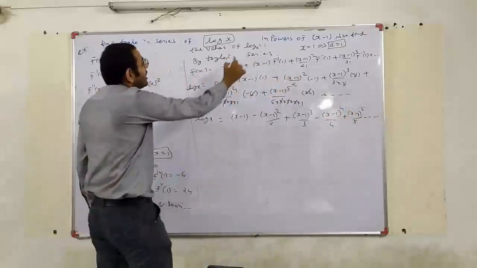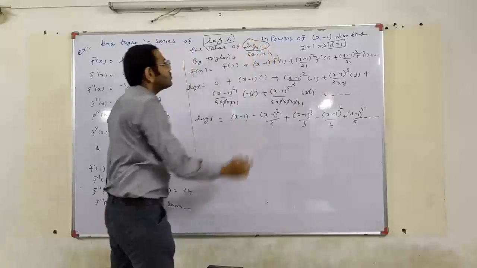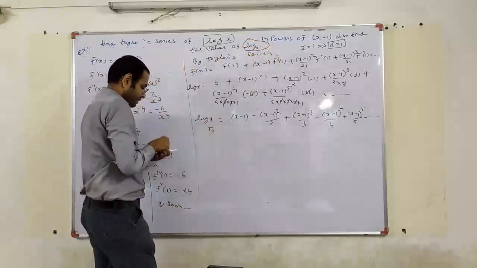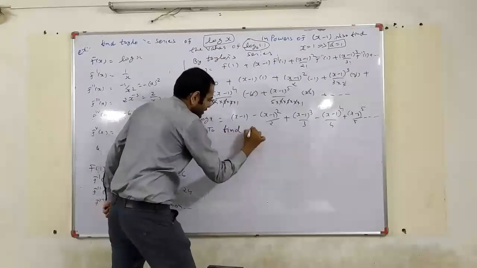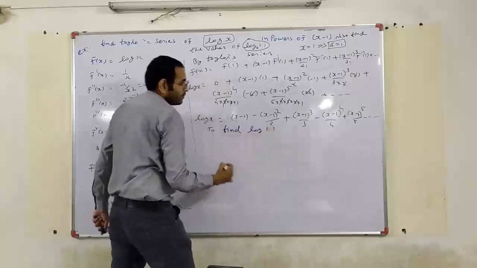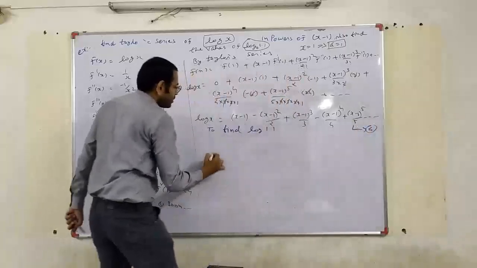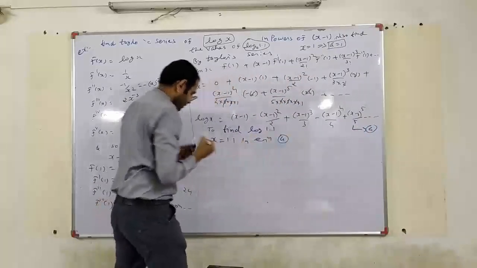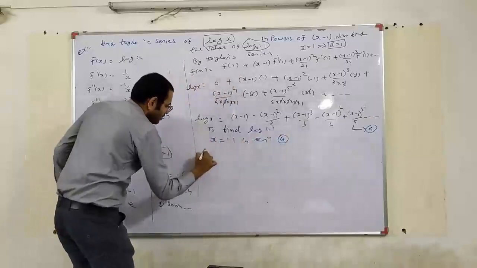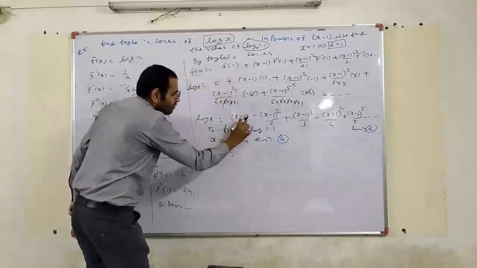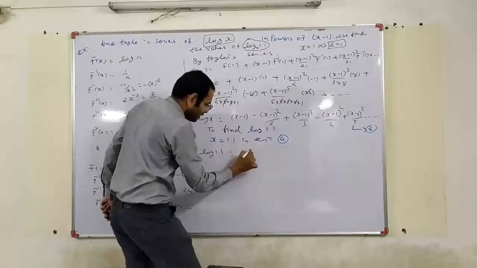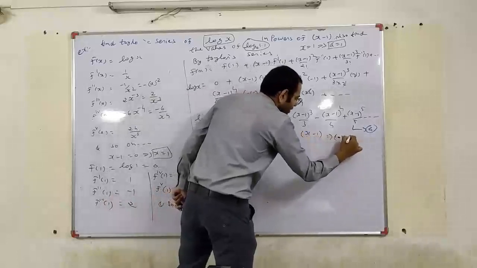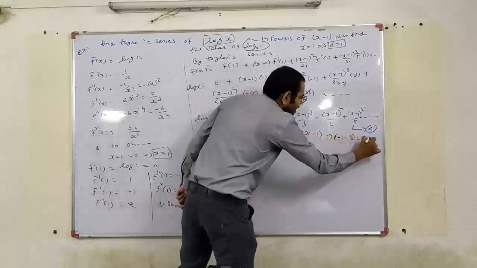Here we will also find ln 1.1. To find log 1.1, we have to substitute x equal to 1.1 in equation A. Then in this equation, x minus 1 means 1.1 minus 1, then we get 0.1.